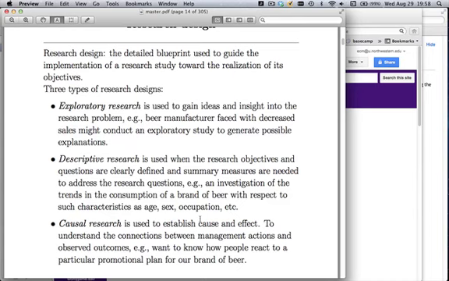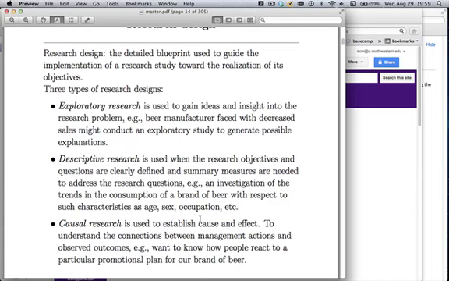Causal research is characterized by trying to get at cause and effect. So if I do something, what happens? That's the central question that causal research is trying to address. So if I change my price, what's going to happen to sales? If I change the positioning of my product, what's going to happen to sales? If I advertise more, what's going to happen to sales? So these are all cause and effect questions.